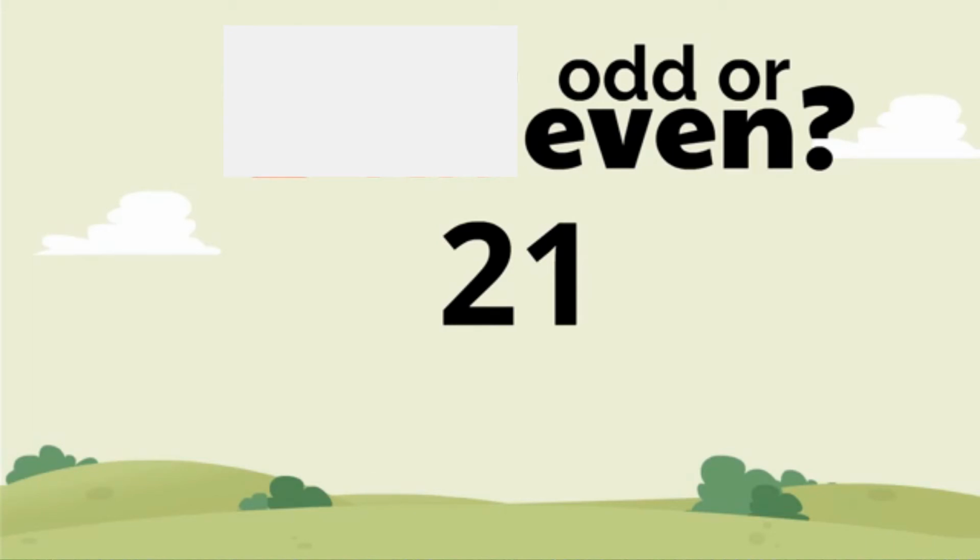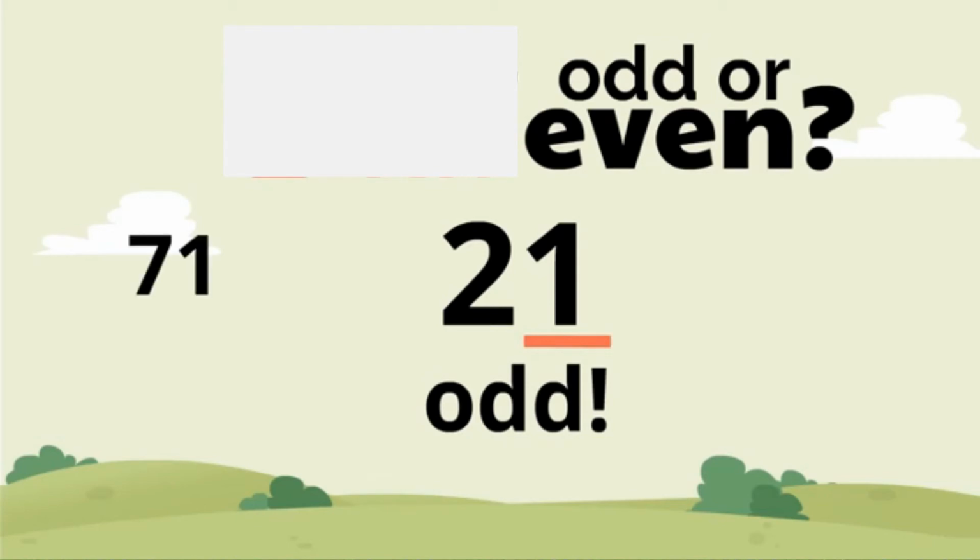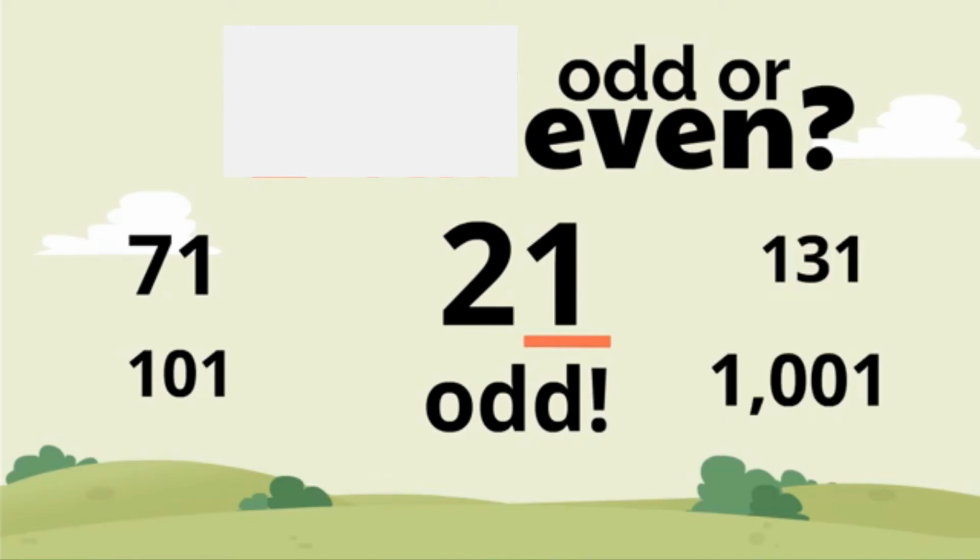The end is a 1. A 1 is odd. It's all by itself. A 1 is odd, so 21 is odd because 1 is the ending. Did you know that means 71 is odd, and 101 is odd, and 131 is odd, and the number 1001 is odd? Why? They all end in 1.